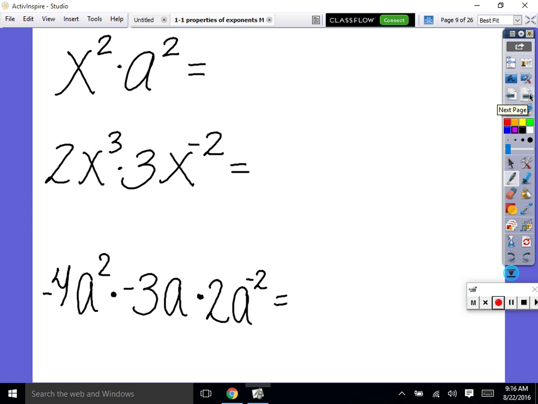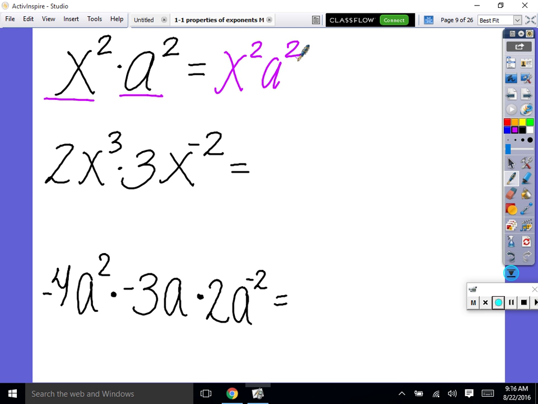So let's do some examples here of that. This top one, x squared times a squared. When you multiply, you add. Do we have the same base here we're multiplying? Nope. So can we add the exponents? No. You all understand how x and a are different bases. So our answer would just be the same thing. X squared, a squared. We can't combine those. They do not have the same base.